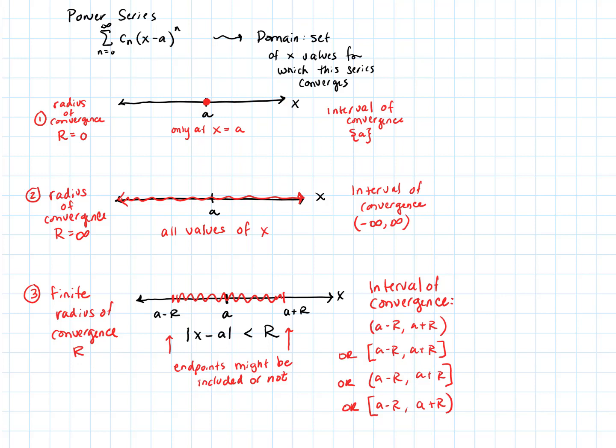Let's pick up right where we left off in the last video. We were discussing power series, these infinite polynomials, and considering the domain for these series, which is going to be the set of the x values that the series will converge for. So what values of x can I plug into these infinite series and get back convergence?